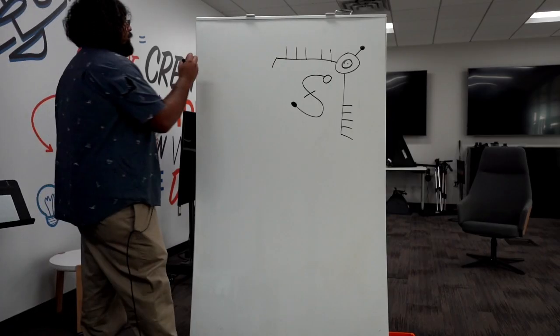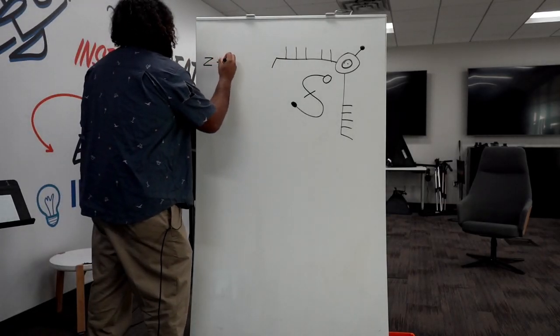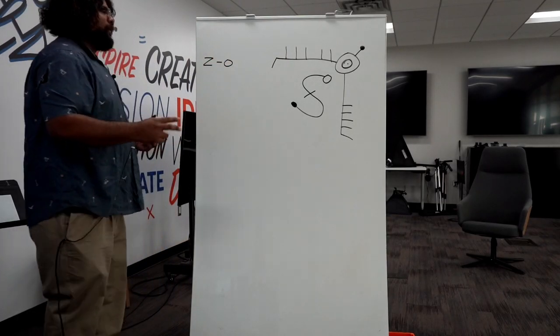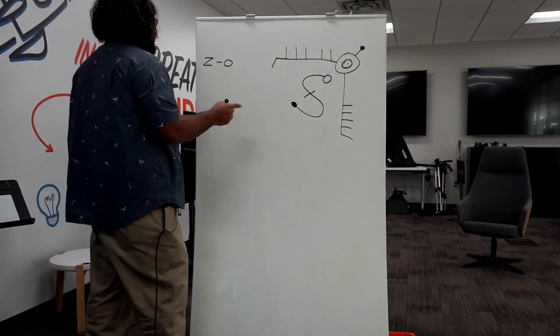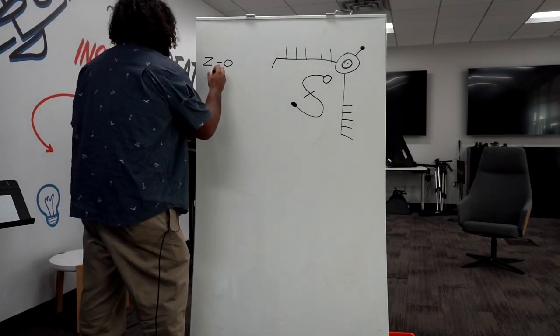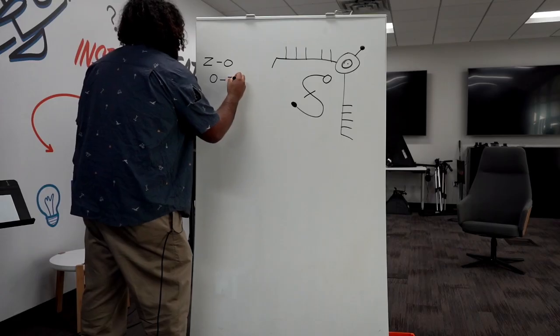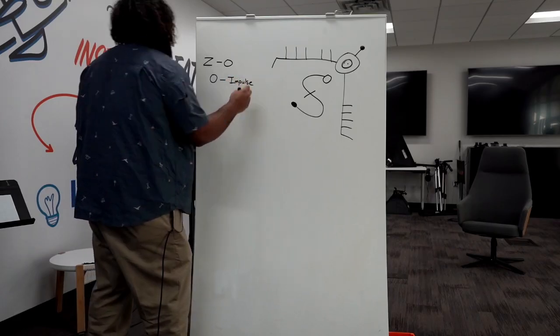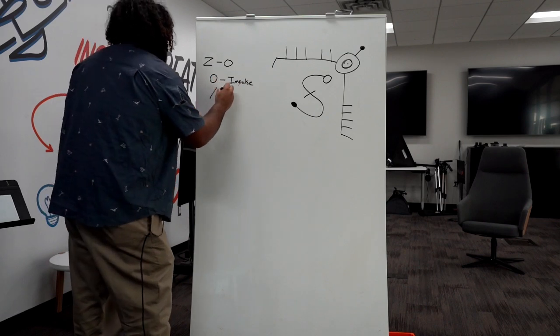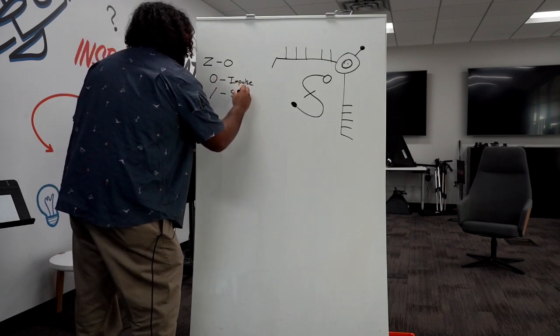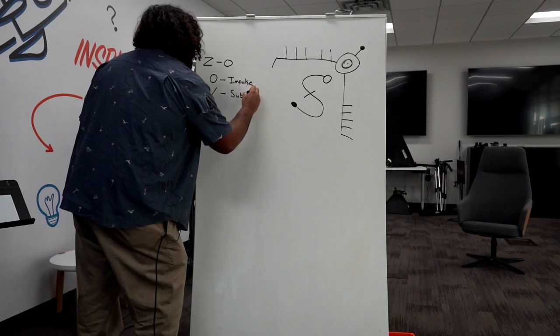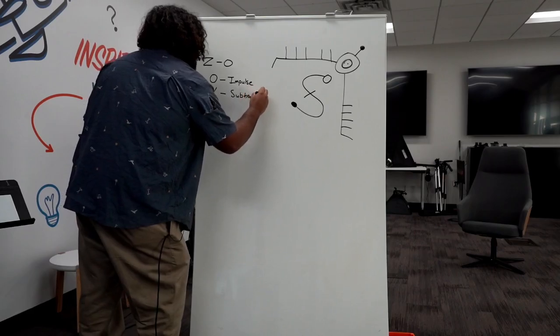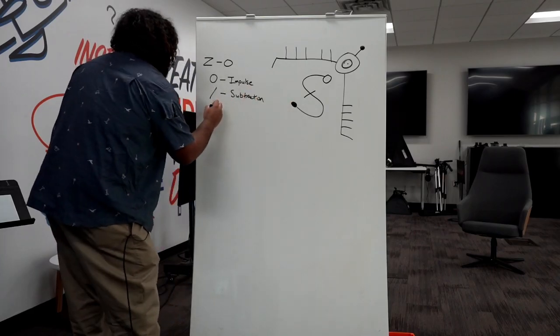So on the Z0 scale, we have three components, and the first one is going to be impulse. The second one is subtraction. And the third, compression.